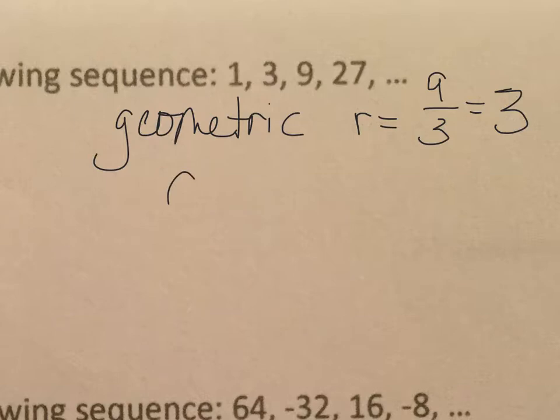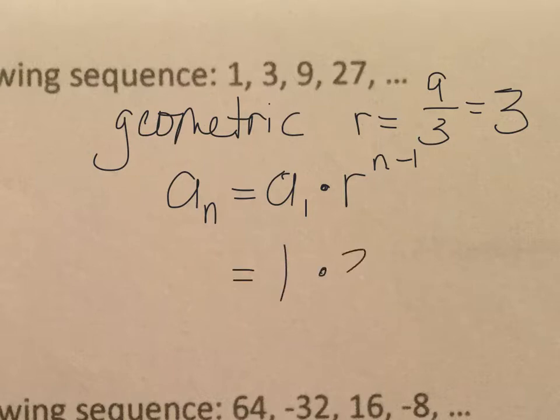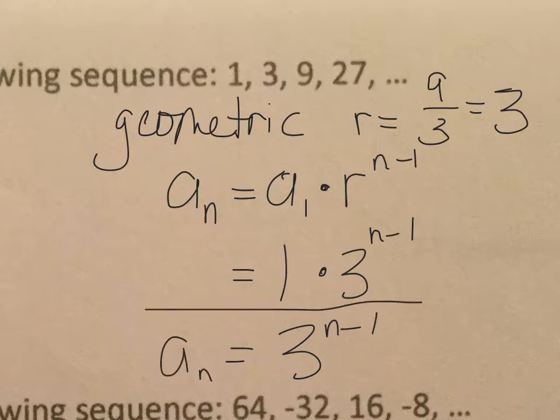Okay, so there's a formula that we can use to write any geometric sequence, which is the first term times the ratio to the n minus first power. So in this case, our first term is 1 and our ratio is 3, which we can simply drop the 1 and write as 3 to the n minus first power. So that is the equation that can give us any one of the terms for this geometric sequence.